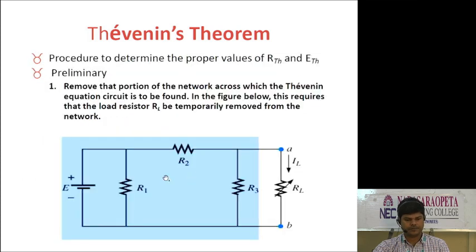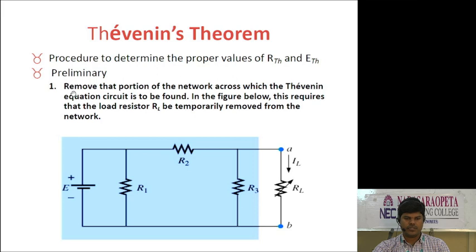See this one. This is a voltage source. This is resistance R1. This is resistance R2. This is a load resistance RL. What we can do is simply reduce the shaded area into one voltage source in series with one resistor.